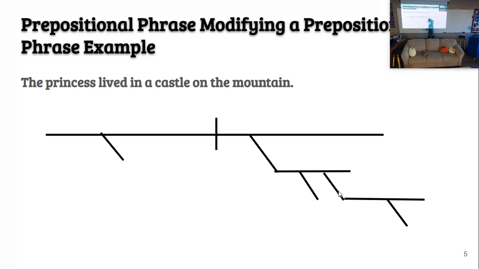The is modifying what? Princess. Okay. In a castle. What is that modifying? Yeah, it's telling us where she lived, right? It's modifying lived. How about on the mountain? What is that modifying? Castle. Right? It's telling us which castle it is. Well, it's the castle on the mountain.